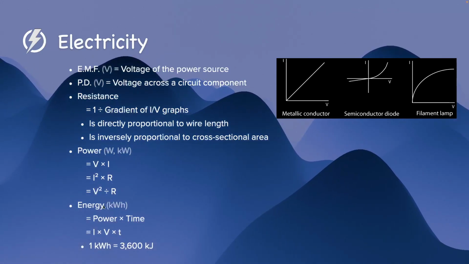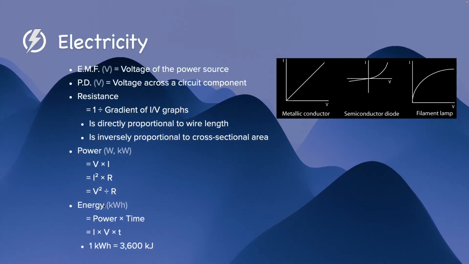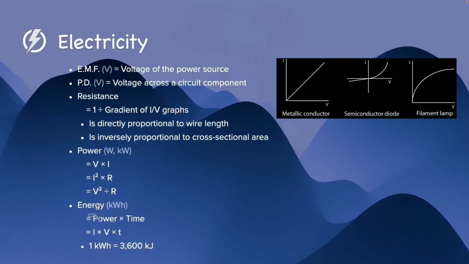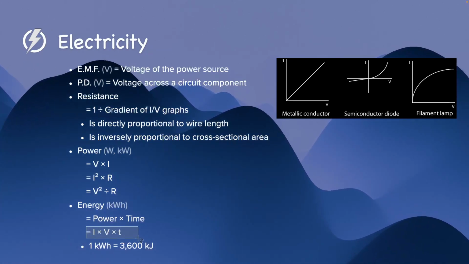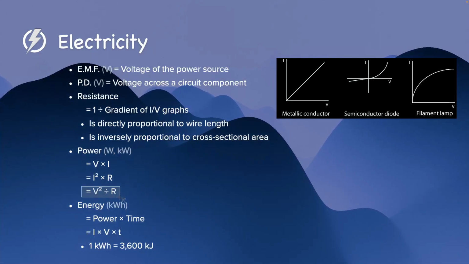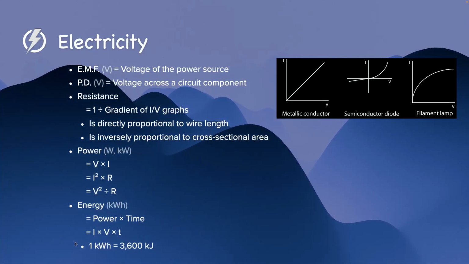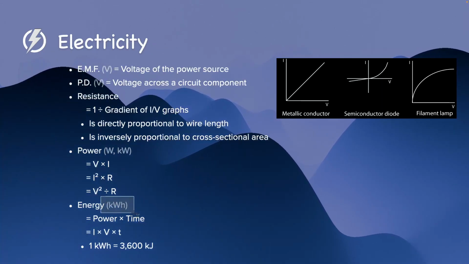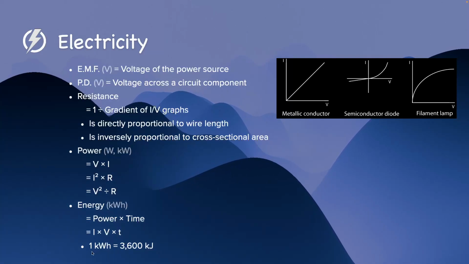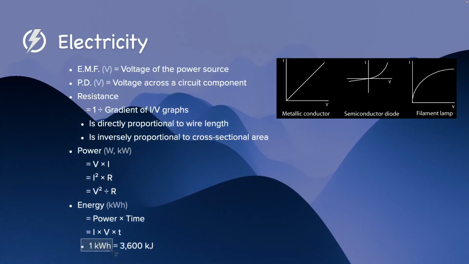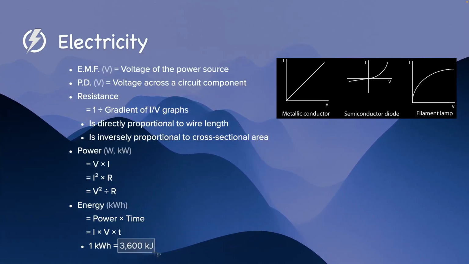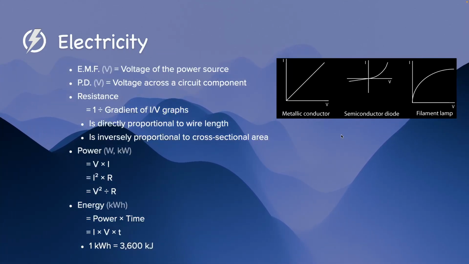The energy that can be taken up by any, for example, light bulb, is calculated by using power times time, or IVT, or even I squared times R times T, or V squared upon R times time, as you wish. The unit for this is kilowatt hour, but you could also use watt hour, which is not usually recommended. So 1 kilowatt hour is equal to 3.6 megajoules, or 3600 kilojoules.